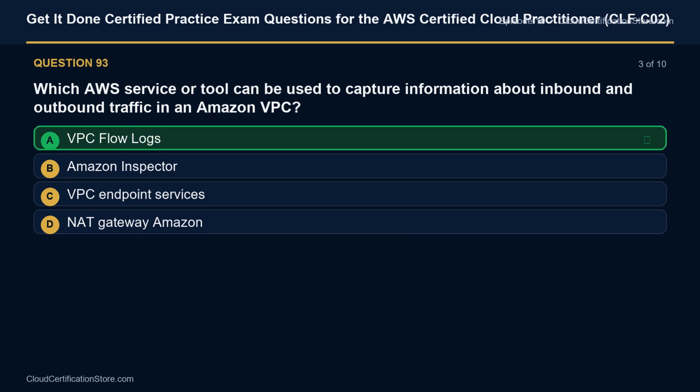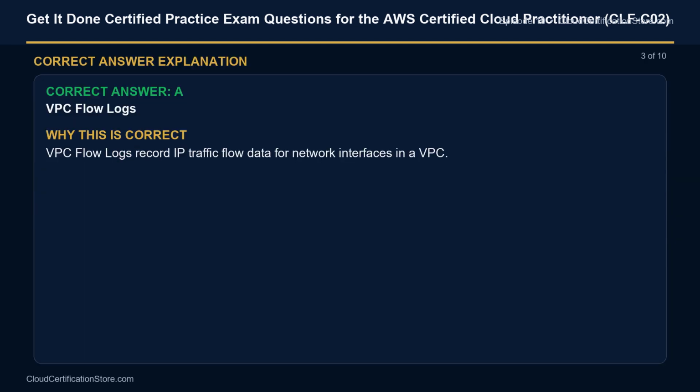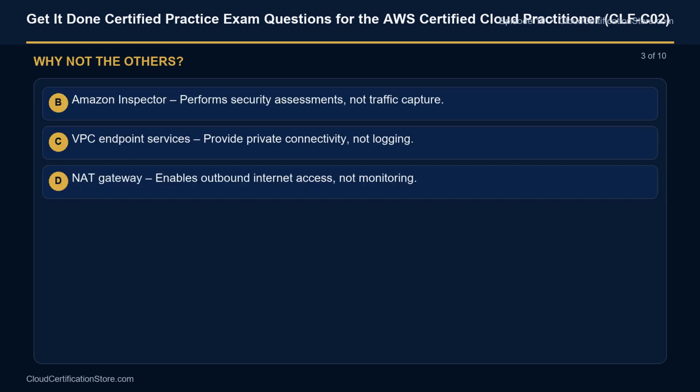The correct answer is A. VPC flow logs. Explanation. VPC flow logs record IP traffic flow data for network interfaces in a VPC. Why not option B? Amazon Inspector performs security assessments, not traffic capture. Why not option C? VPC endpoint services provide private connectivity, not logging. Why not option D? NAT Gateway enables outbound internet access, not monitoring.